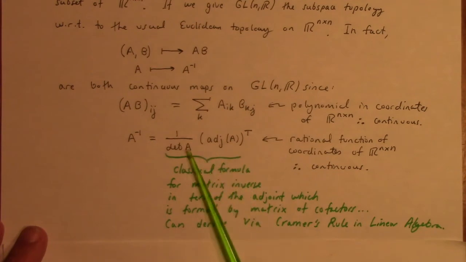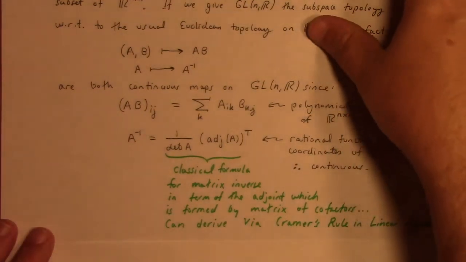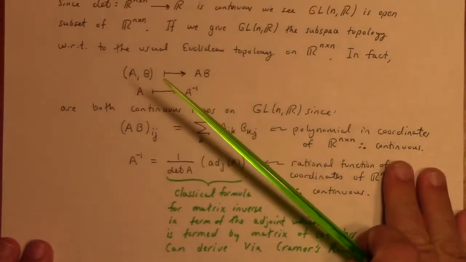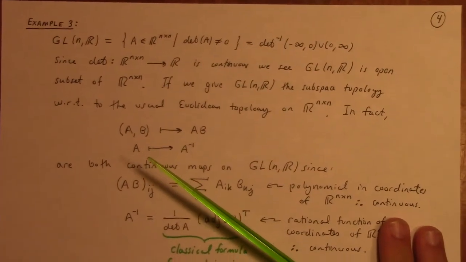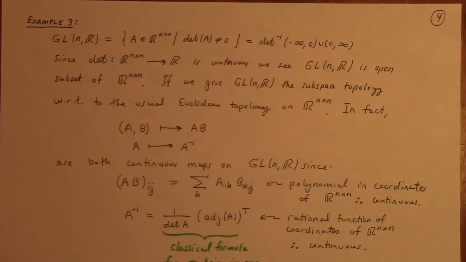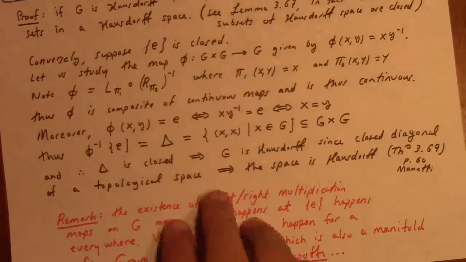The larger point here is we have rational functions of the coordinates of R^(n by n), where the denominator is by assumption non-zero. As such, a rational function is continuous in its domain, and that continues to be true for multivariate rational functions. So that is why GLNR is a topological group, because matrix multiplication and inversion are continuous maps in this technical sense. It's not obvious that those are continuous maps. I mean, maybe it's obvious, but there is something to prove there.